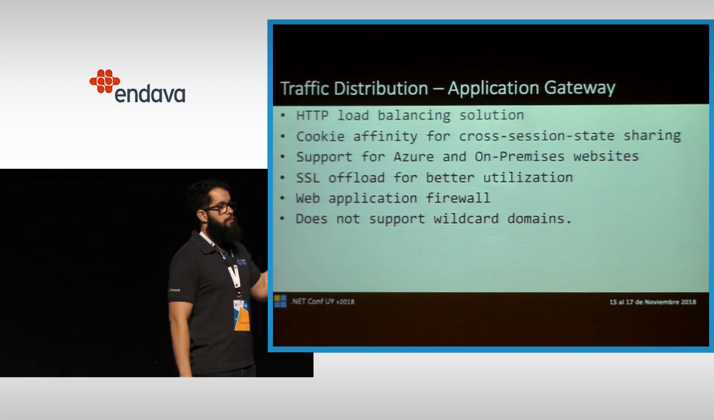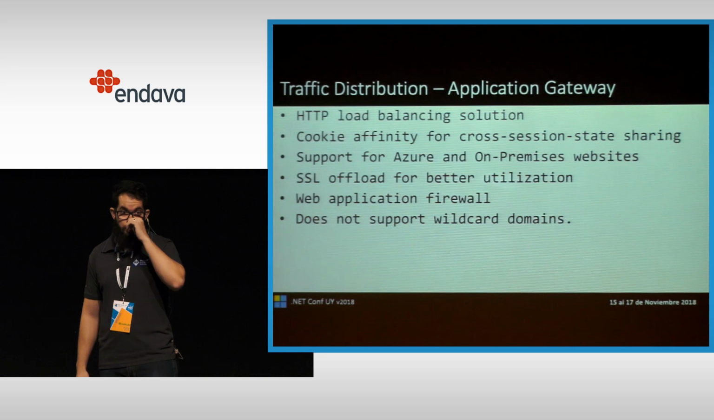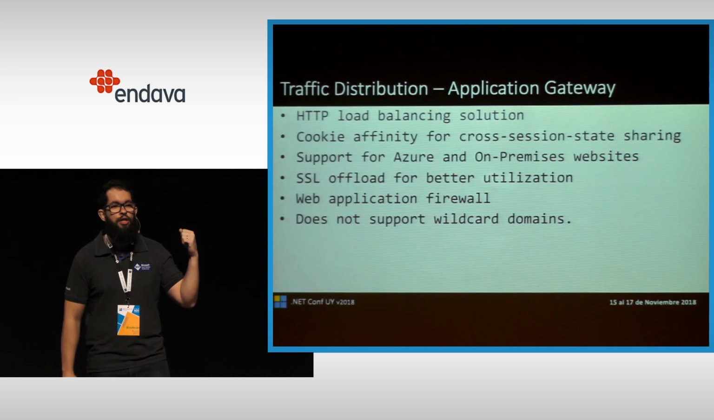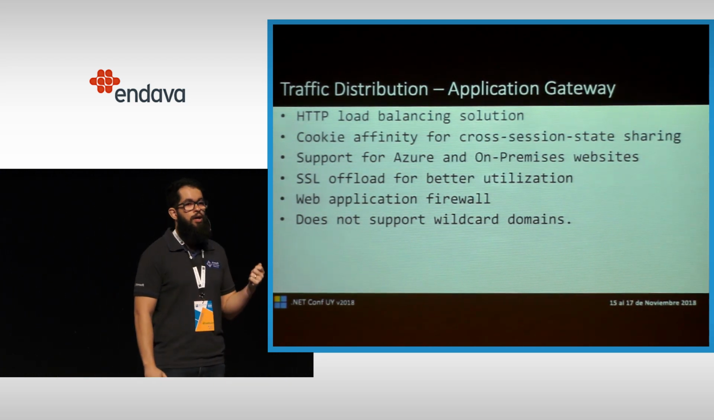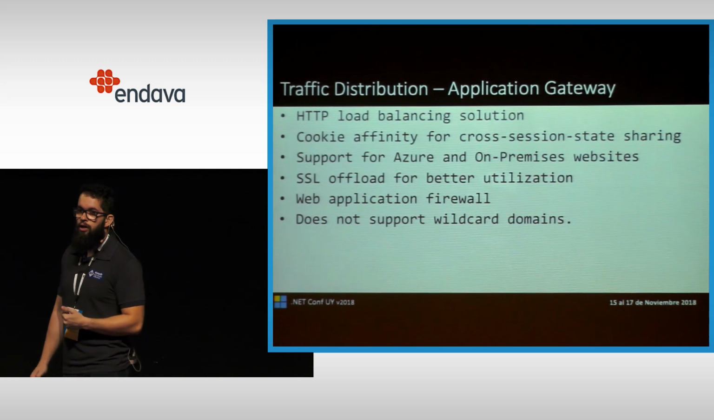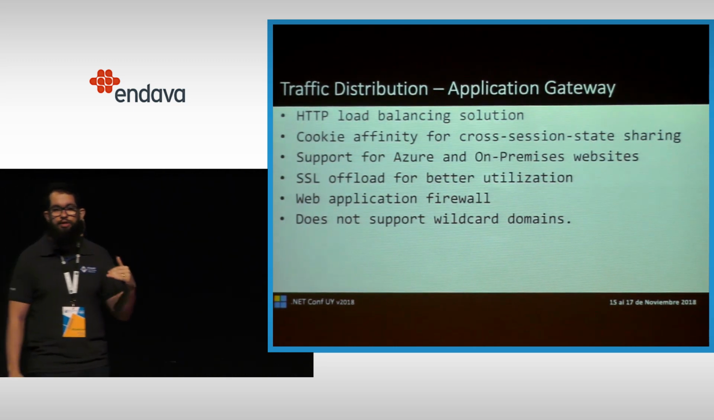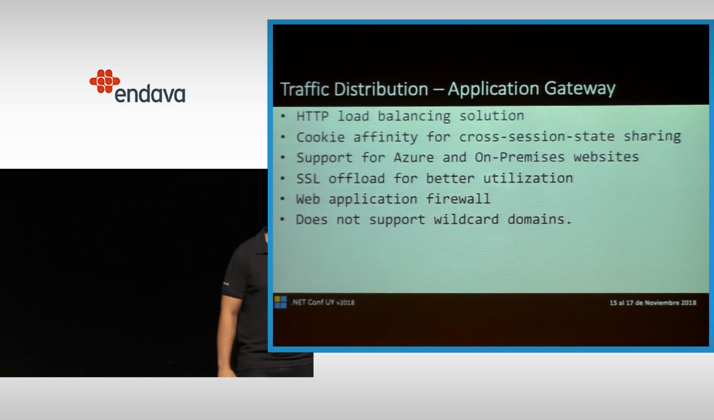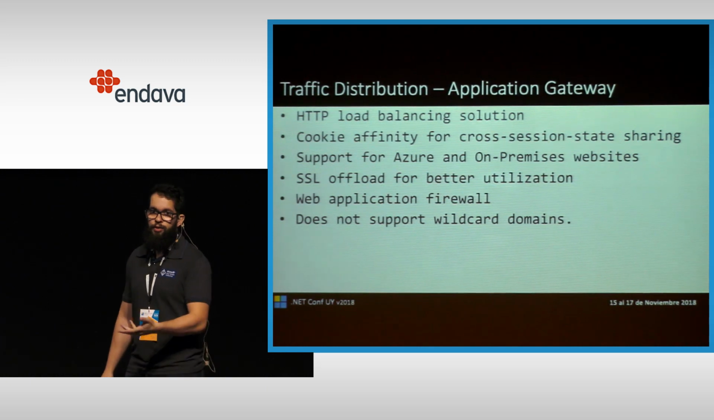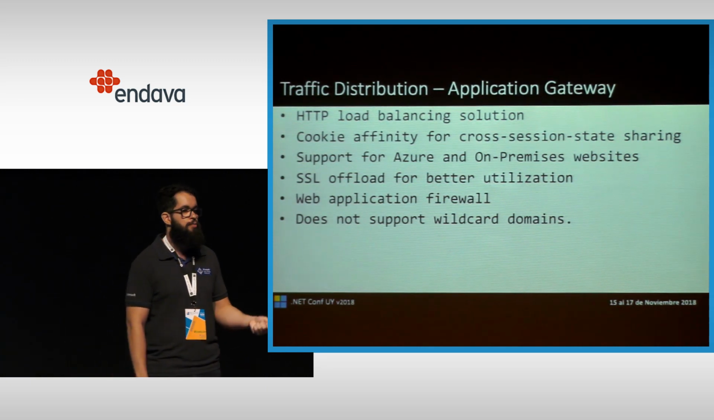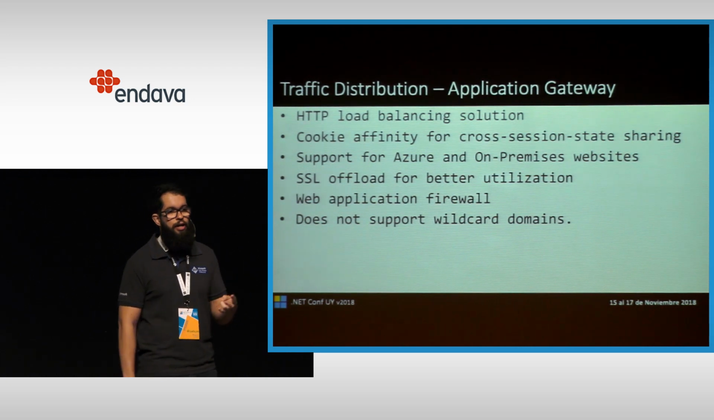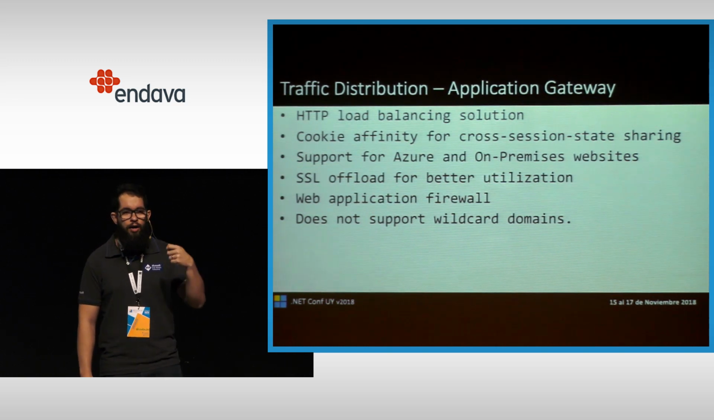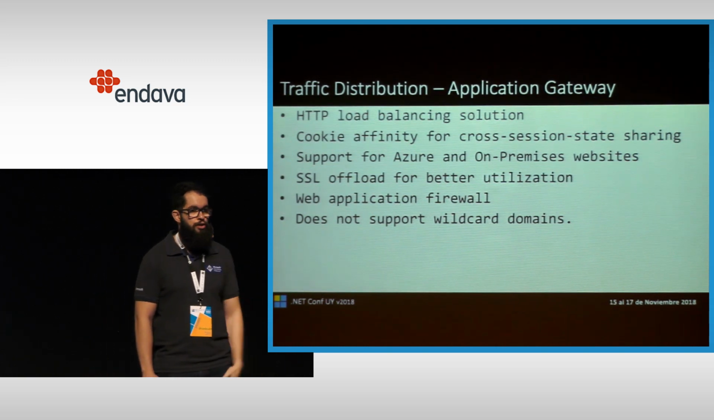Okay. You have also Application Gateway. Application Gateway is a load balancer, but it only works at the HTTP level. You can only distribute traffic on ports 80 and 443, HTTP and HTTPS. It's only for HTTP, okay? But you have cookie affinity for cross-session sharing. For legacy applications, most of the applications use sessions and cache a lot. And once you do a login on the server, you need to use that server until you log out. So cookie affinity is for that.